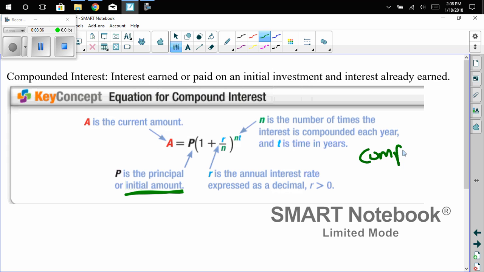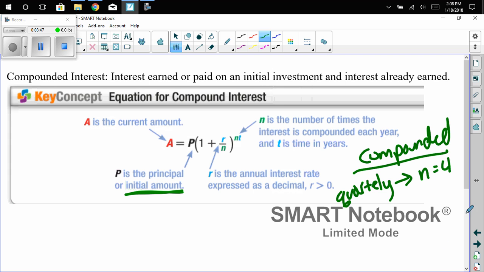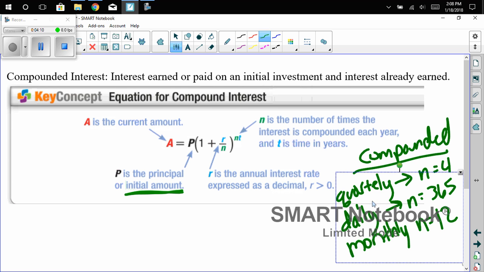N is the number of times the interest is compounded each year. Okay, so if it says compounded, let's say quarterly, that's going to be N equals 4. Quarterly, there's 4 quarters in a year. Okay, so compounded quarterly is 4. If it says daily, right? How many days are in a year? 365, so it's going to be N equals 365. Monthly, okay, how many months are in a year? 12, so it'd be N equals 12. Okay, so the compounded part, that's where the N comes in.